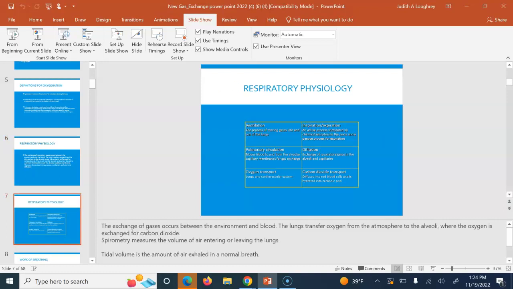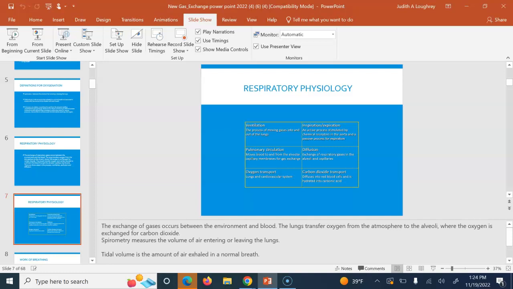So when we look at ventilation, what is ventilation? Well, ventilation is the process of moving gases into and out of the lung. So we do that from inspiration and expiration. That's an active process stimulated by chemical receptors in the aorta, and a passive process for expiration. So the receptors are stimulated to take a deep breath in by chemical receptors in the aorta, and then to breathe out should be more passive. You shouldn't have to use your intercostal muscles.